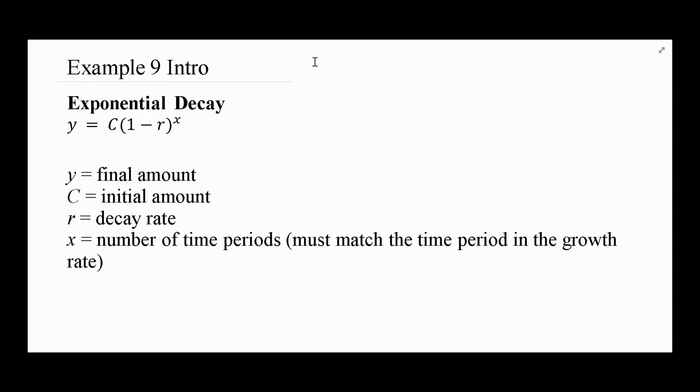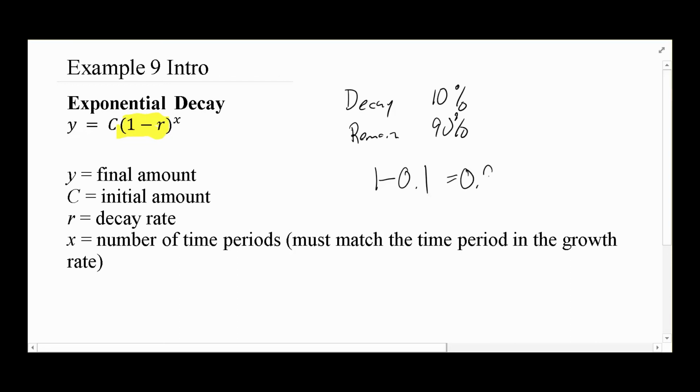And so that's why if we look at this equation for exponential decay, we have 1 minus r. So if we are decaying at 10%, then how much remains is 90%. So that's in that formula of 1 minus 0.1. That's where that comes from. That's why we're doing 1 minus r when we're doing exponential decay, but everything else stays the same.